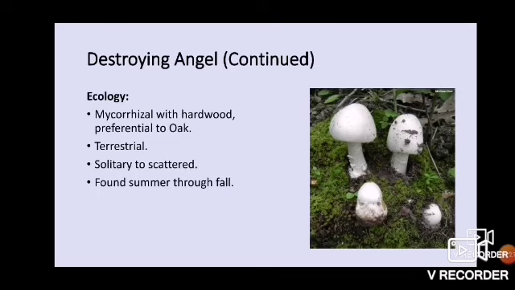So once again, you're most likely to find this along the southeastern border of the province, but it will grow alongside other hardwoods as well. It'll just be more rare in terms of its occurrence. It is a terrestrial mushroom. These are solitary to scattered, and they are found from summer throughout the fall.